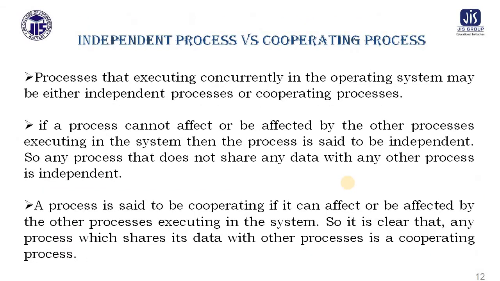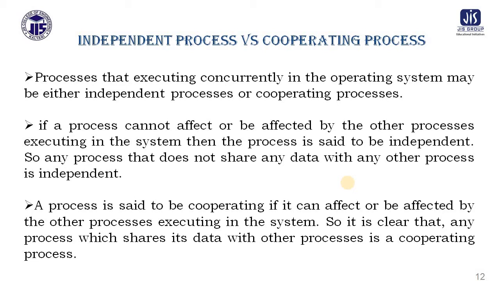Now, there are two types of process. One type is called the independent process, and the other is called the cooperative process. Independent processes, as the name suggests, are not dependent on each other. Processes executing concurrently in the operating system may be either independent processes or cooperative processes.